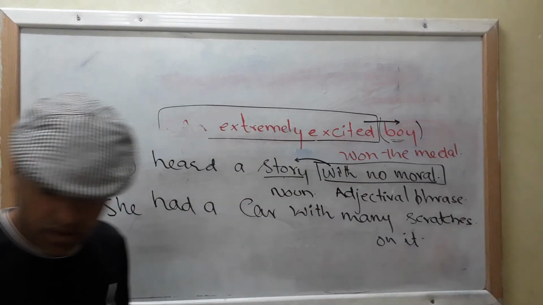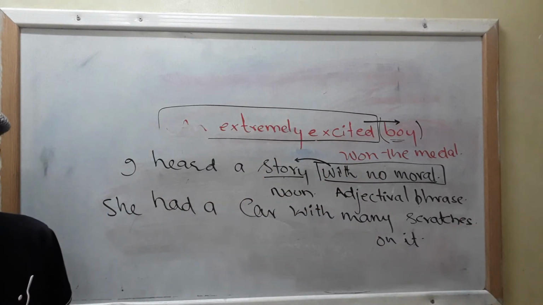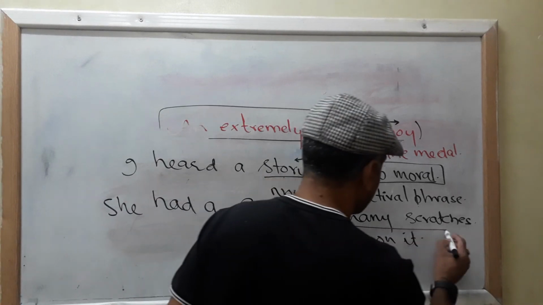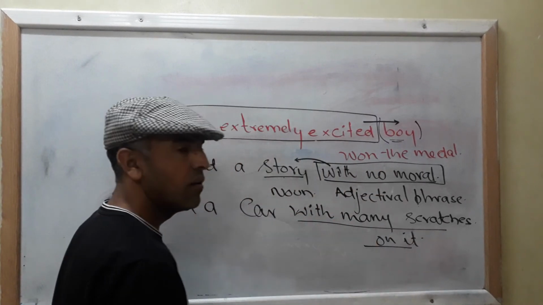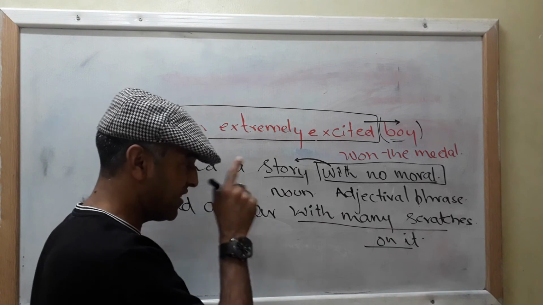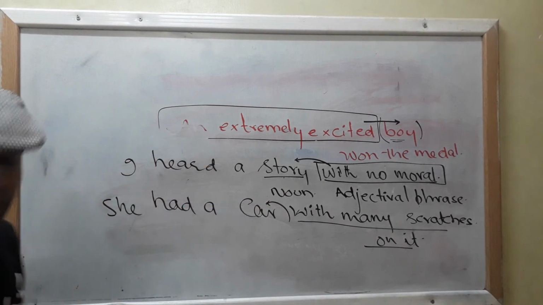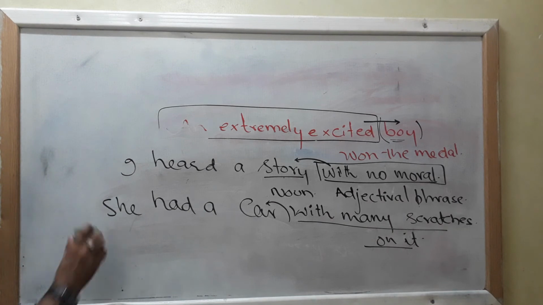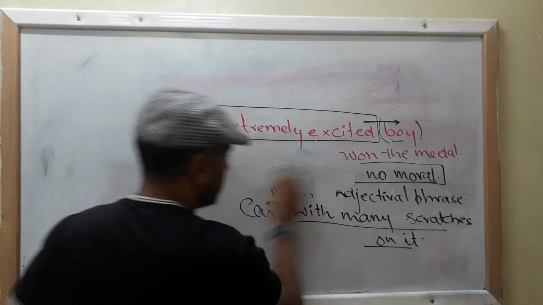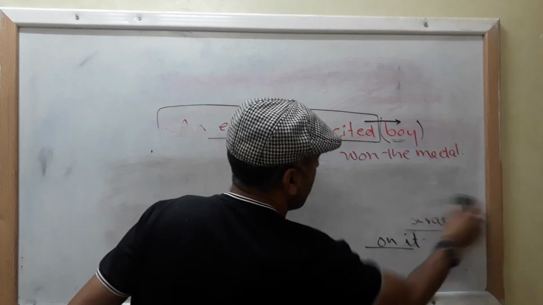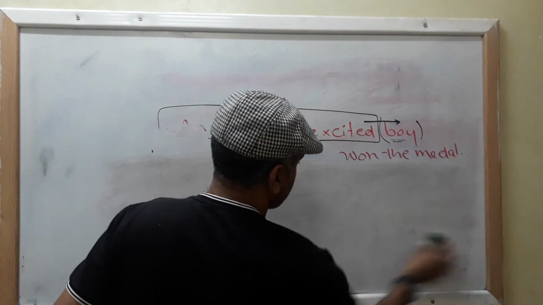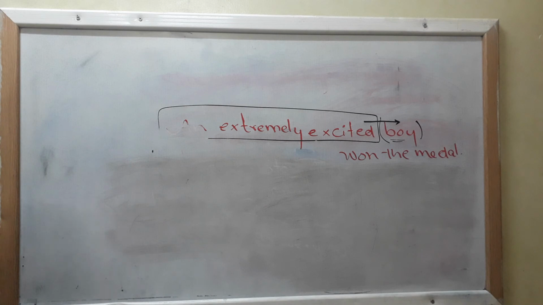Now look, she had a car. What type of car? With many scratches on it. Again, we don't find any adjective in it, but this is an adjective phrase. How? Because it is telling you something about your noun, that is a car. Clear? Let me proceed. This was a prepositional phrase. Sometimes a prepositional phrase functions as an adjective. Sometimes an infinitive, sometimes a participle.